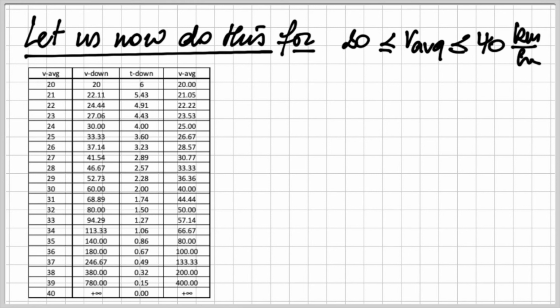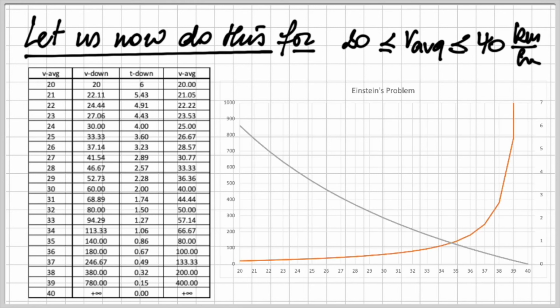In the next thing, I have the graph for different values. The gray graph shows us the time that we have to go down. And we see when we have 20, we have 6 minutes to go down. The scale is on the right-hand side. And when we look at the orange curve, we see the speed increasing, V down. And we see when we reach 40, it's going to infinity.